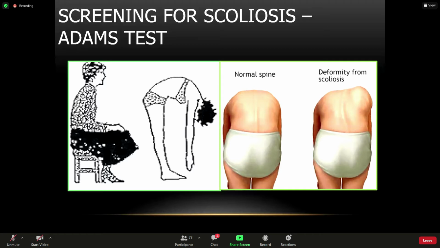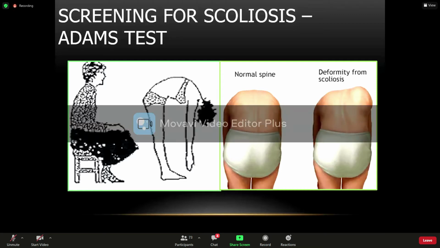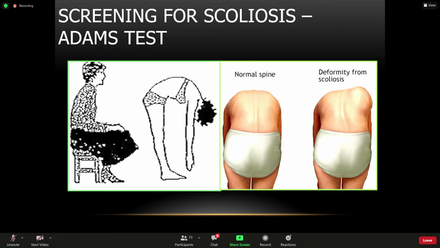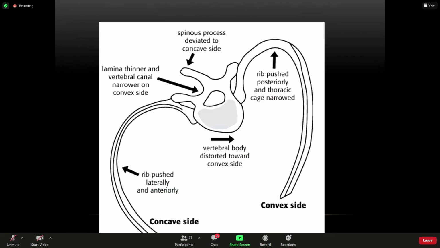You get the patient to bend forwards, and normally when you look at the patient from the back and when he's bent forward, the rib cages on both sides are at the same height. But if the rib cage on one side is more prominent, more protruded than the other side, then it's probably a result of scoliosis. So this is called the Adams forward bending test. It's used as a school screening test for scoliosis.